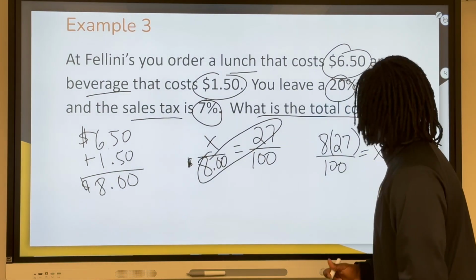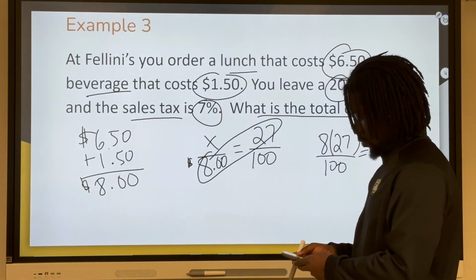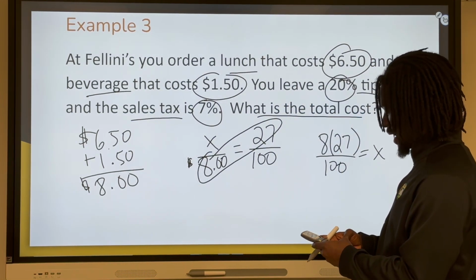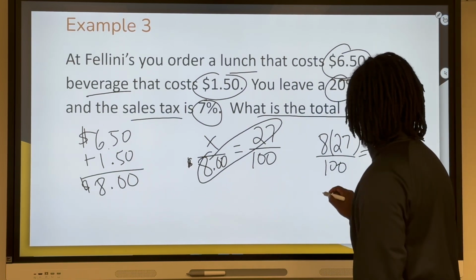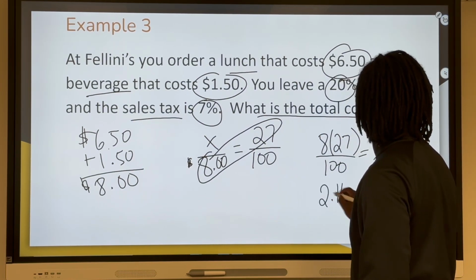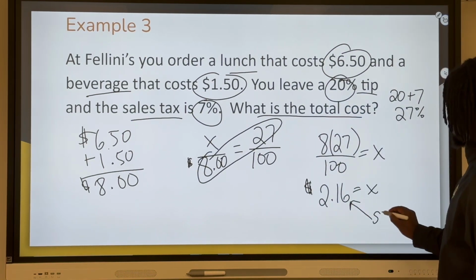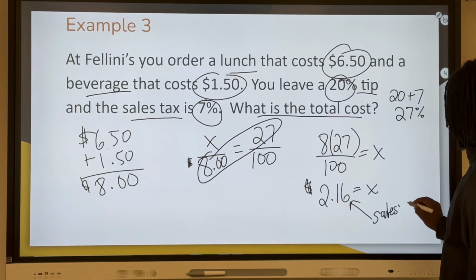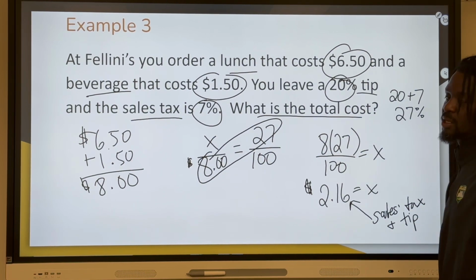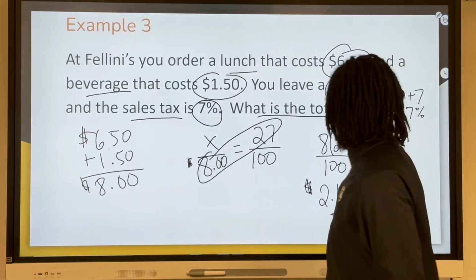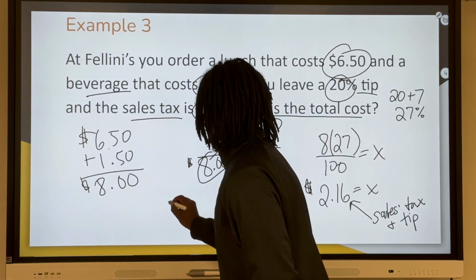That's going to give me my percentage. So we do 8 times 27, then we divide it by 100, and that is $2.16. Again, this is the price of the sales tax and the tip. Okay. So in order to figure out my total, I have to add the sales tax and the tip to the original cost.